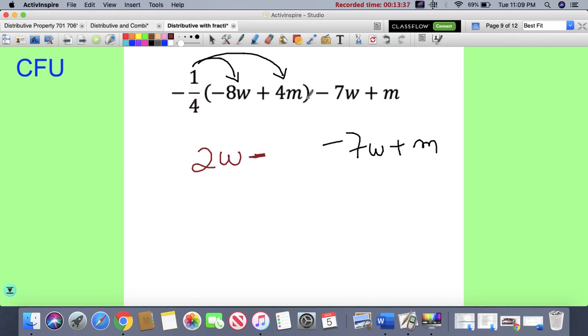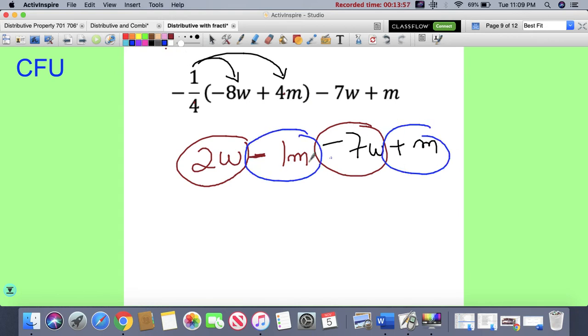And what's 1/4 of 4? Well, it's going to be 1 times 4, which is 4. And 4 divided by 4 is 1. 1m. Don't forget the m. Combine like terms, yes. I can combine the 2w with the minus 7w. I combine the minus 1m with the plus m.